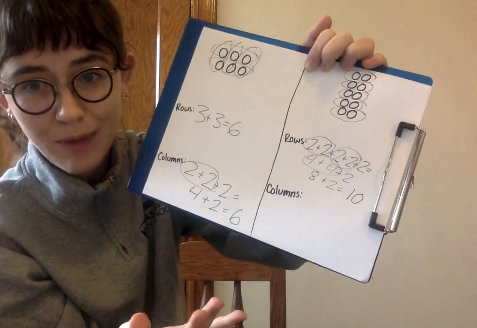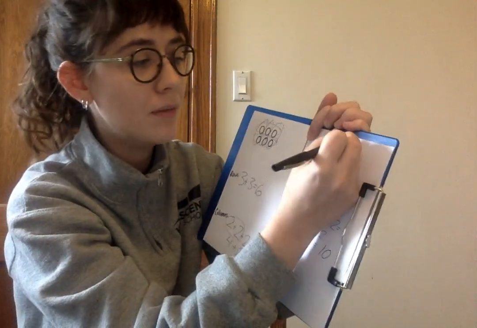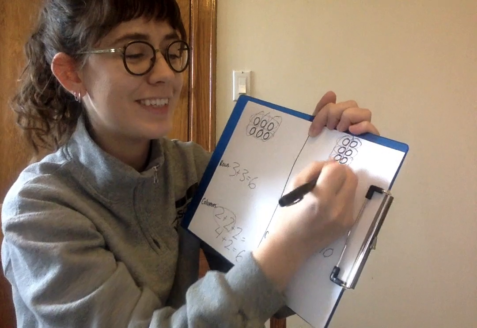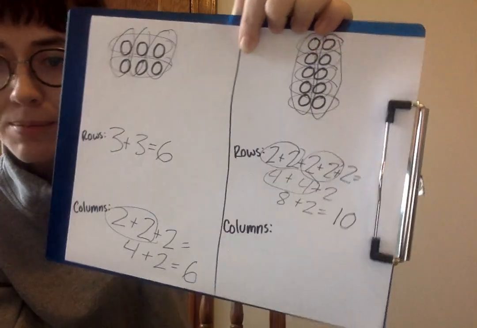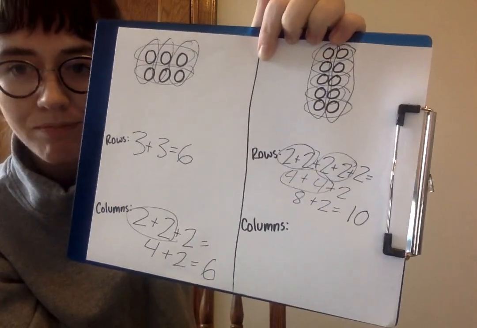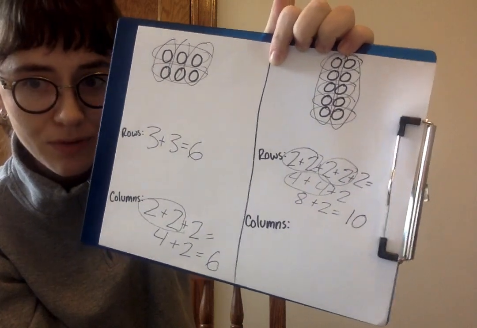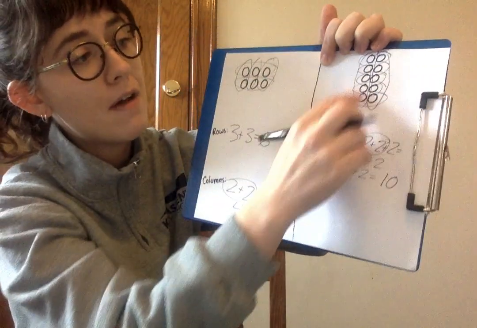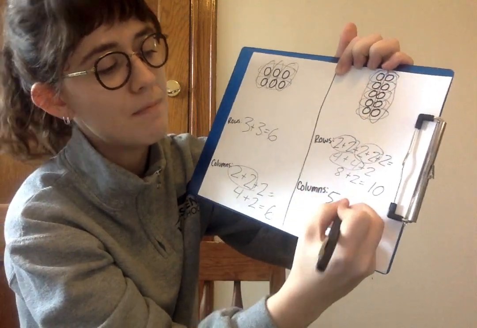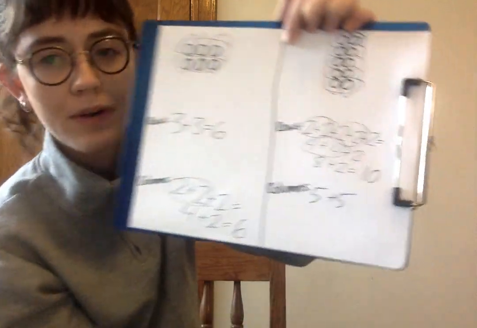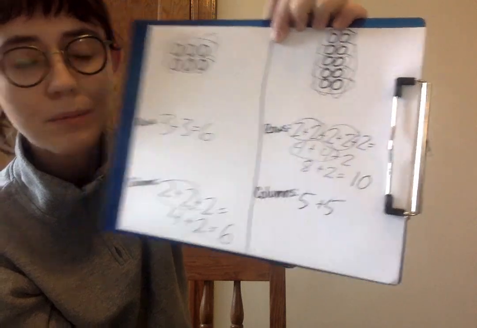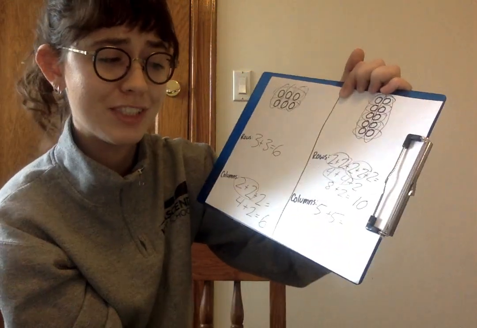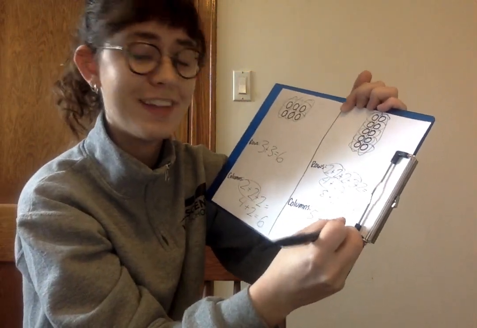Last step is I need to write for my columns now. So columns go up and down, and I see that there's only 2 columns, but there's 5 in each column. So the number that I'm going to be writing over and over is 5 because that's the number in each column. 5 for the first column plus 5 for the next column. All right, here we go. I know 5 plus 5 is just 10, so I'm all done there.